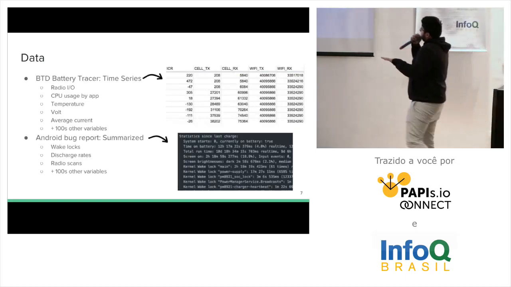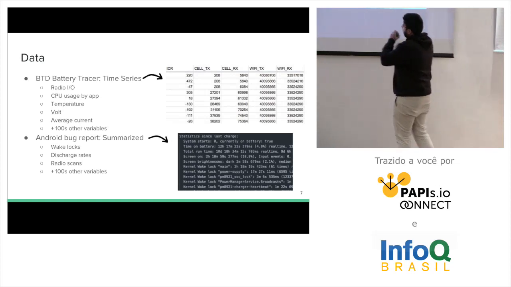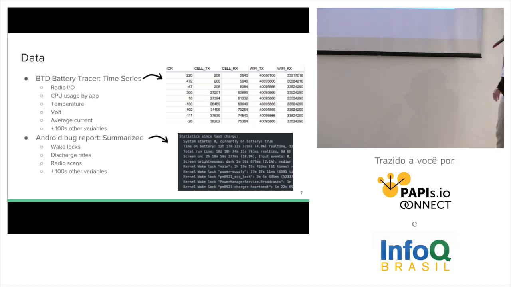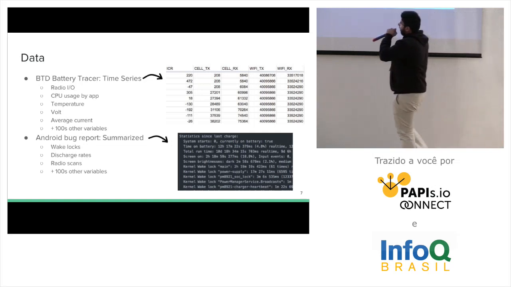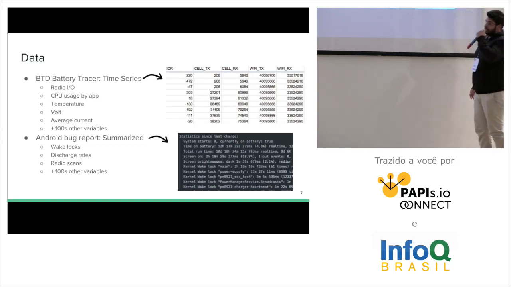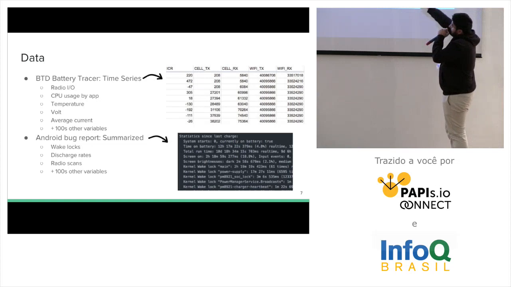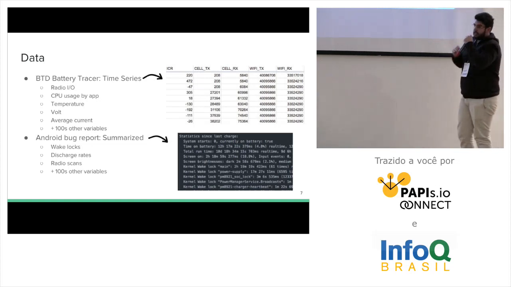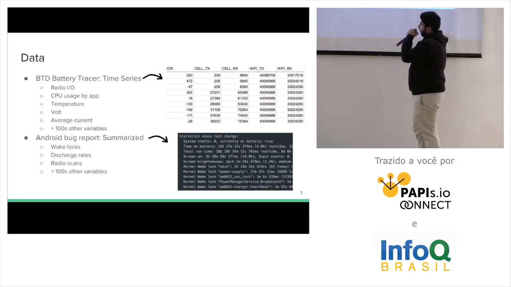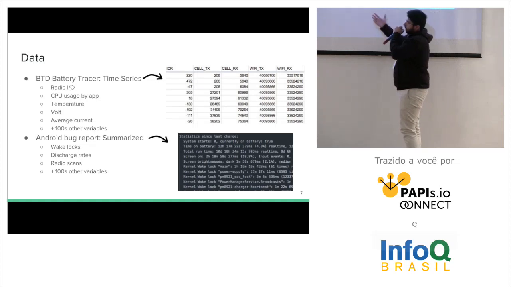So now we can go into how we tackled this problem. Here is the data. There are a bunch of logs, more than 10 log files, with more than 1 million lines. But there are two special ones, the ones the triage team uses to find evidence for a bug. The first one is the battery tracer. It's a time series file with more than 100 variables. The second one is the Android bug report, a pretty standard log file in the Android community.